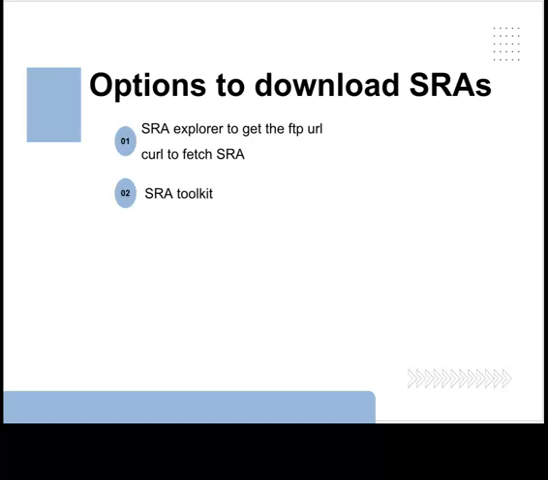Now, there are two ways in which you can download these SRAs. The first option, which is the one I'm going to go over in this video, is to use the SRA Explorer to get the FTP URL link and then to go into the terminal and use curl to fetch your SRA data. The second way is to use the NCBI SRA Toolkit. I can go over that if you guys are interested, and I will do that in a future video.